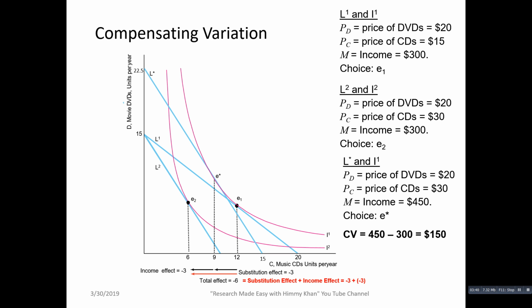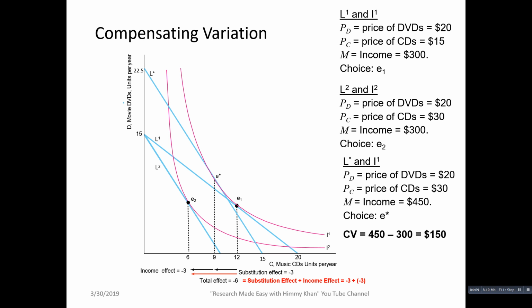Now take the second situation. Let us suppose price of DVD is remaining the same at $20 per DVD. Money income still remaining the same at $300, but now the price of CD has increased from $15 to $30 per CD. Now the budget line will swing downward, and now the consumer will be in equilibrium at point E2.